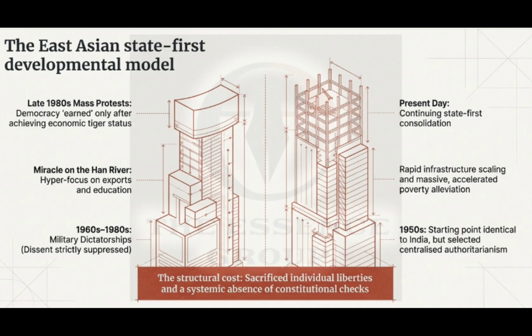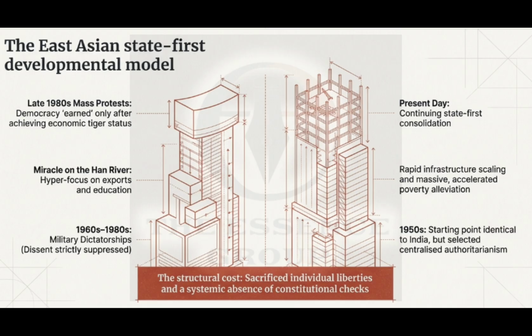The East Asian model: the developmental state. South Korea and China provided the sharpest contrast to India. South Korea, from the 1960s to the 1980s, was under military dictatorship. Leaders like Park Chung-hee prioritized the miracle on the Han River, focusing on exports and education while suppressing political dissent. Democracy was only earned through mass protests in the late 80s, after they became an economic tiger.